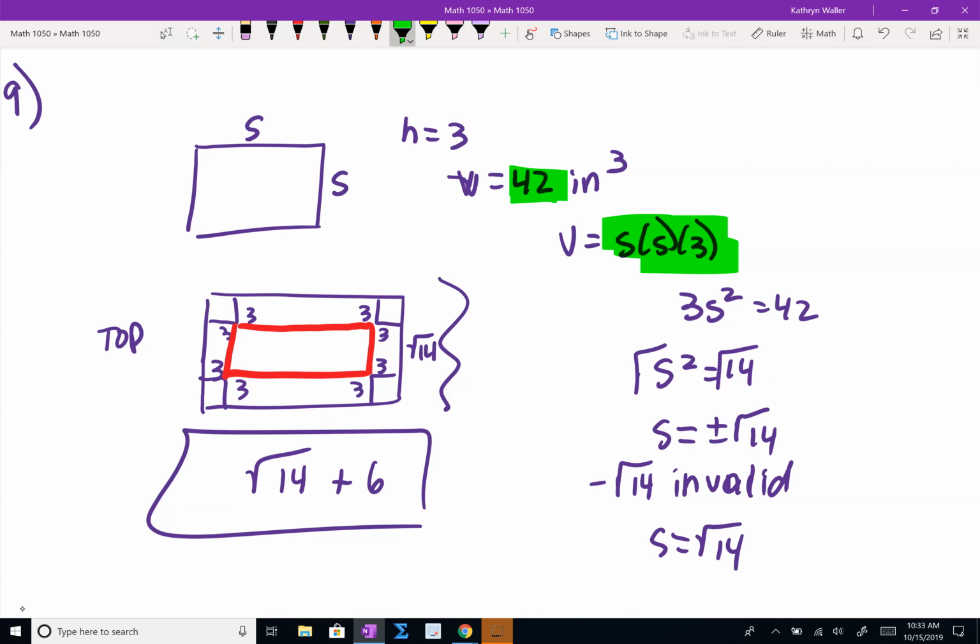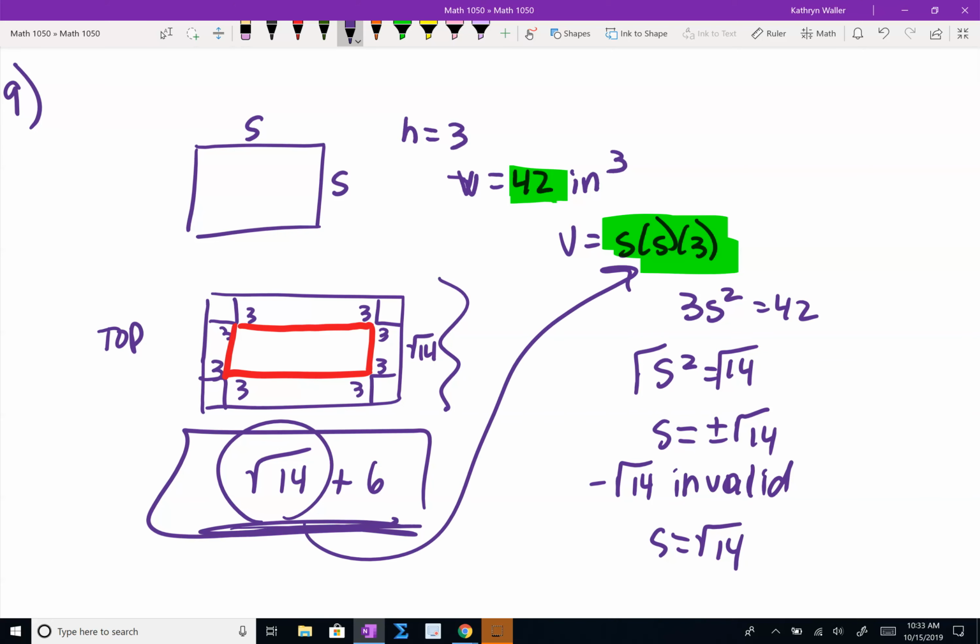Does anyone see what I did wrong? The side length is the side length of the box. This is the side length of the lid. So the 14 is what's supposed to go in there, not the 14 plus 6. If I confused you, don't worry. Sorry. Anybody that wants to check it that understood.